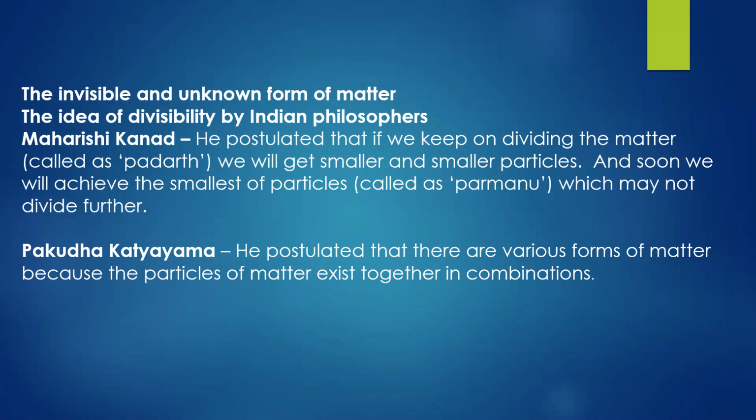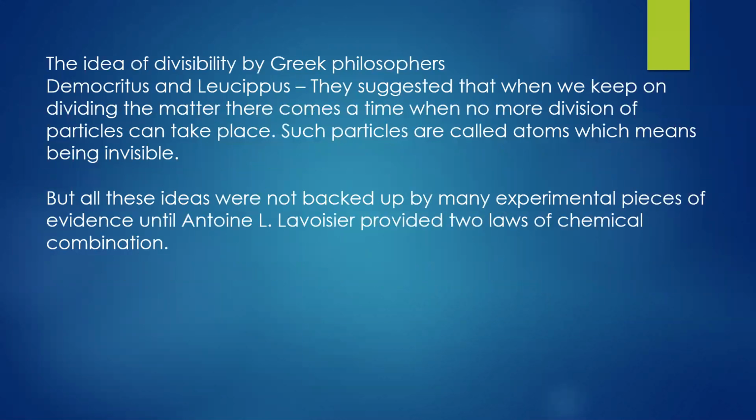Next, Pakudha Katyayana postulated that there are various forms of matter because the particles of matter exist together in combinations. The idea of divisibility by Greek philosophers, Democritus and Leucippus, suggested that when we keep on dividing the matter, there comes a time when no more division of particles can take place. Such particles are called atoms, which means being indivisible.